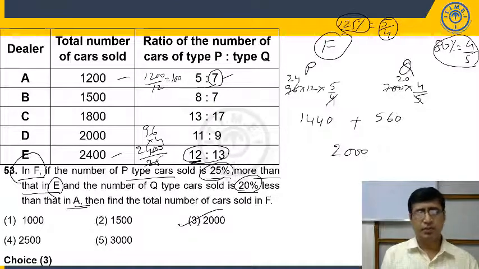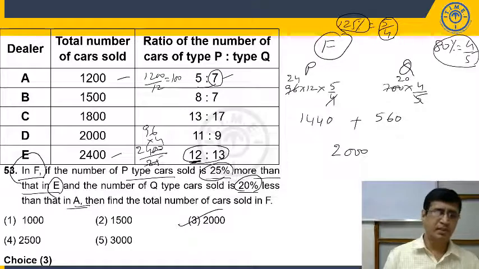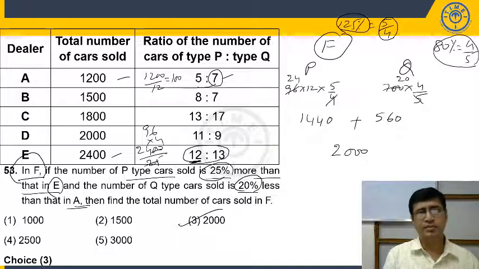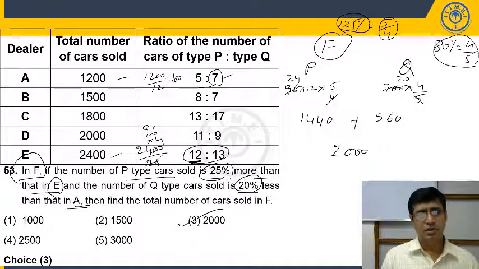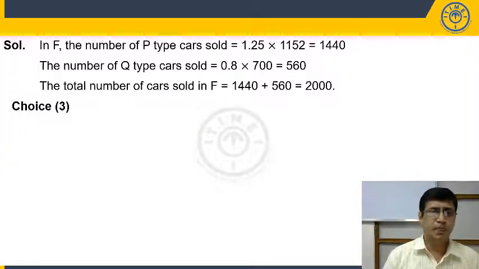So the sum of the total number of cars sold by dealer F. So what is that? Here is the comparison. What is the value of P type of cars sold in F? That is 25% more than that of P type in E. And what about the other type? The Q. If you observe the Q, it is 25% less than that of the type Q cars sold in EA. Okay. Now just look at this solution.